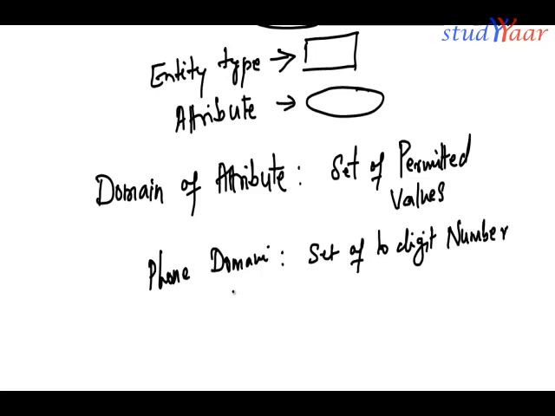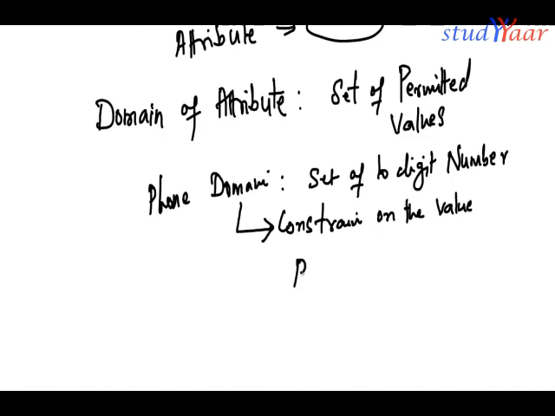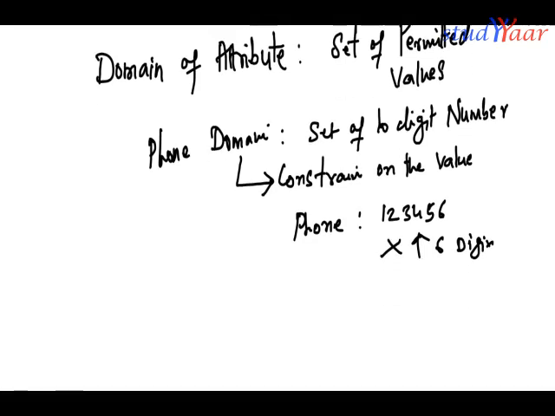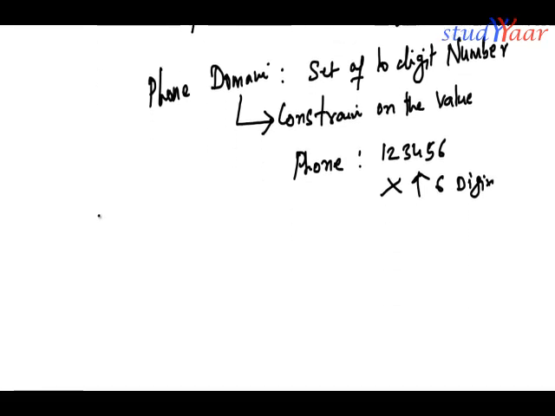Domain works basically as a constraint on the value of the attribute. When I say the domain is a 10-digit number, then I cannot have a phone number which is 1, 2, 3, 4, 5, 6, right? Because this is a 6-digit number. So it's not allowed. So we've covered the domain of an attribute. Now we'll look at types of attributes.